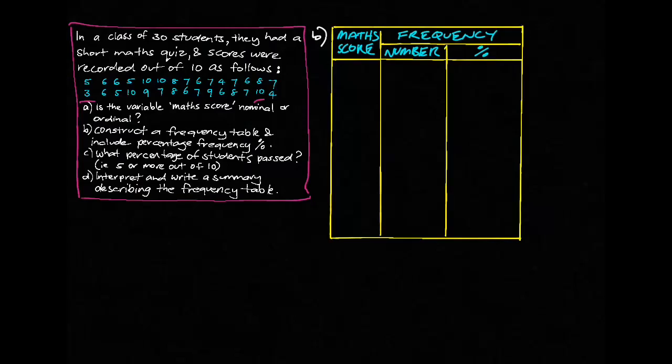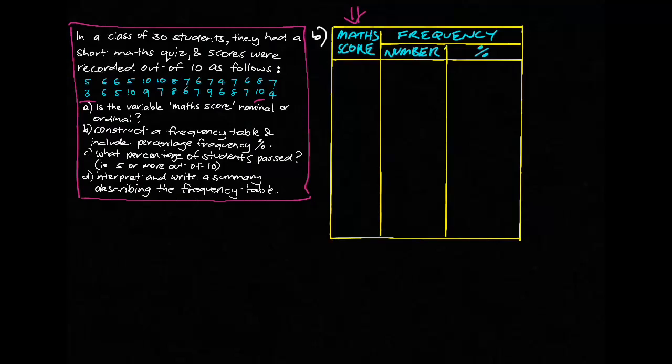Okay, firstly we set up our frequency table. Now we've got the variable that we're talking about in the first column, maths score, frequency, so the number of people scoring 3 or the number of people scoring 4, etc. And then the percentage for that particular score. What percentage of all the students scored 5, for instance?